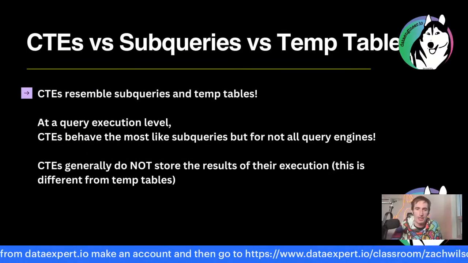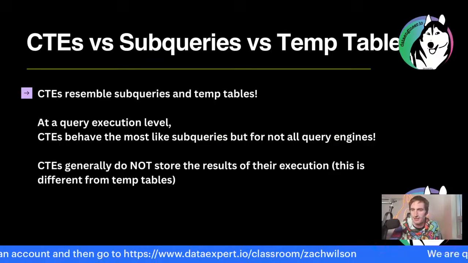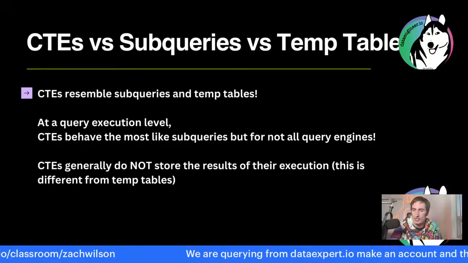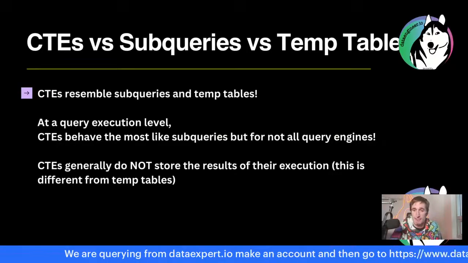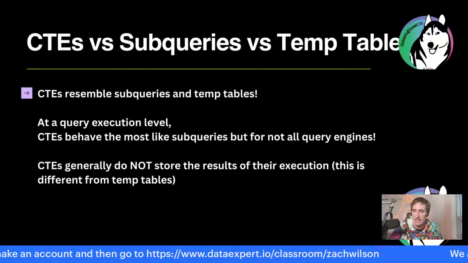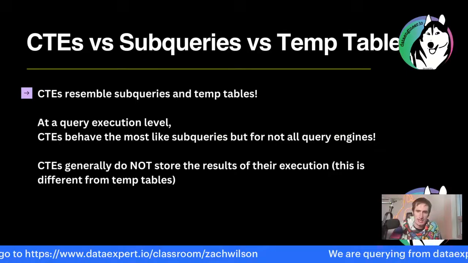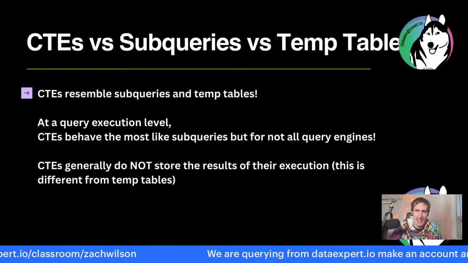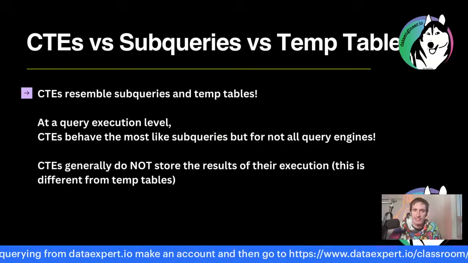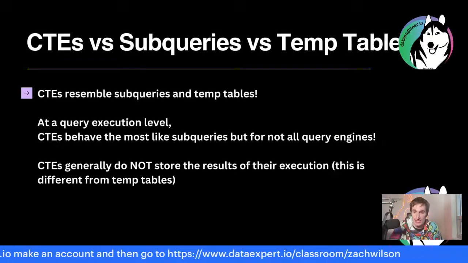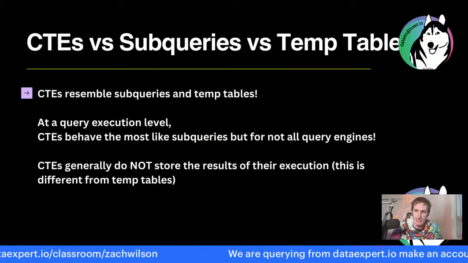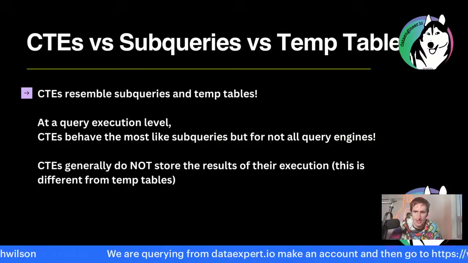A common debate among data engineers is when should you use a CTE versus a subquery versus a temporary table. These three are very interesting, and they all have their different ups and downs, and people actually have a lot of misconceptions about what these things do. A lot of people think that when you use the WITH keyword, it stores the result of the CTE as a variable and only executes the CTE once. And that's usually not the case.